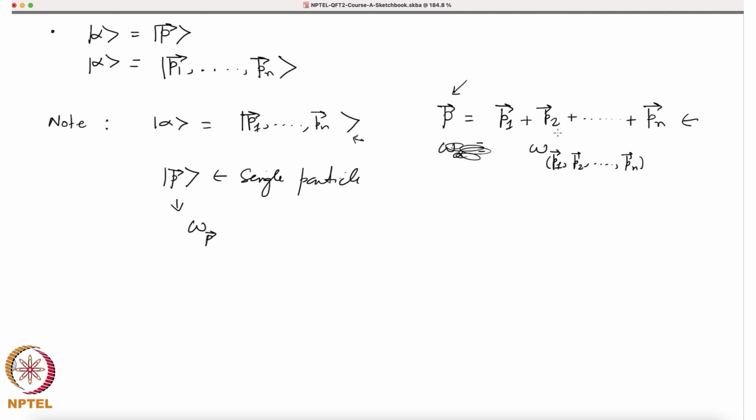So even though the momentum of this state is P, which is the sum of these, and for the single particle state I am taking the momentum to be the same as here. So for both the multi-particle state and the single particle state, the momentum is P. Nevertheless, the energy of the multi-particle state, which is this one, will be higher than omega P. That's a claim I am making.